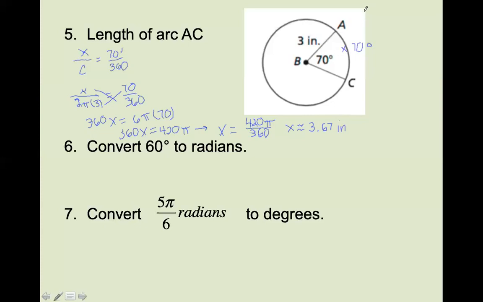So notice that's telling me how far it is along this arc. Like if I were to walk along this arc from A to C, not how many degrees it is, I know it's 70 degrees. The question is, how long is it? How many inches long is this? And it's 3.67 inches long.